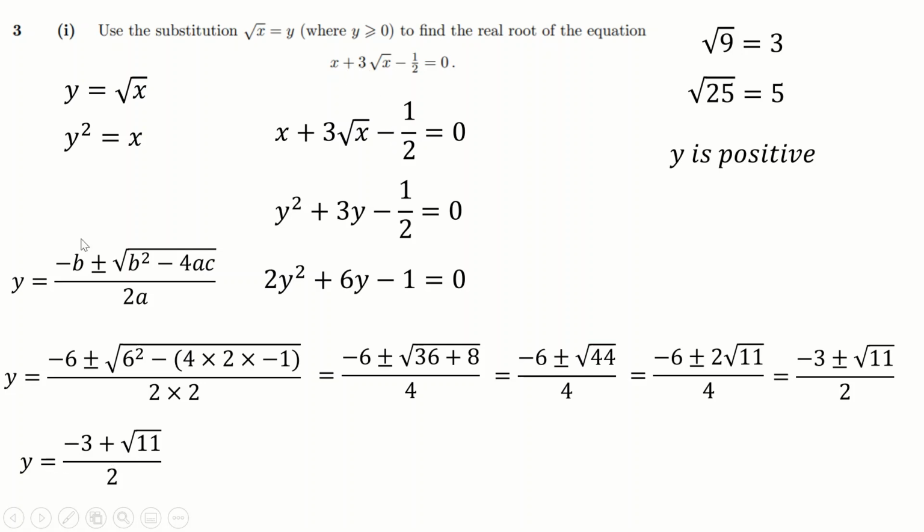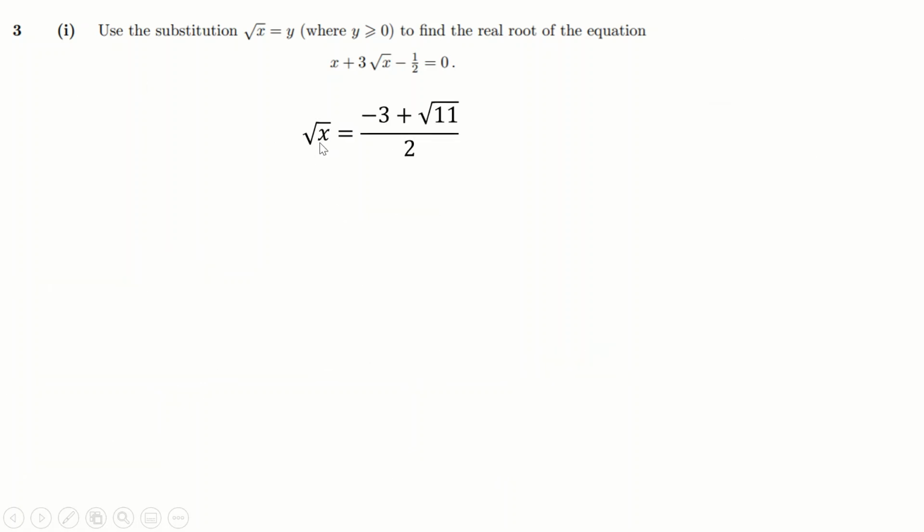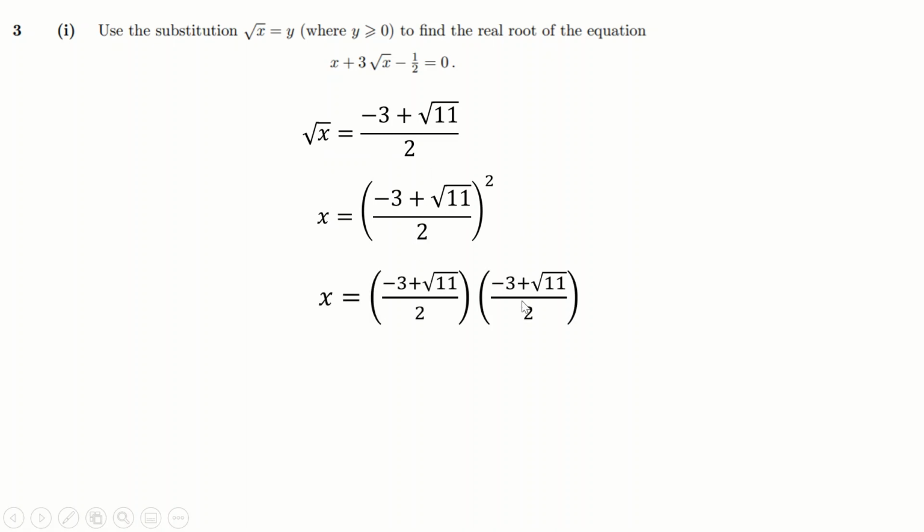So what I do is I say, well, y is root x. So that means root x is all of this. And now I'm going to need to start a new slide because there's more work to do. But what I'm going to do is square both sides here. Root x squared is obviously x. Square this. Now that's this bracket times itself.